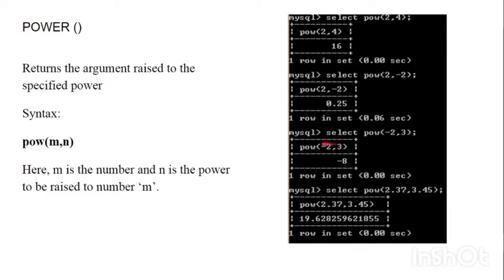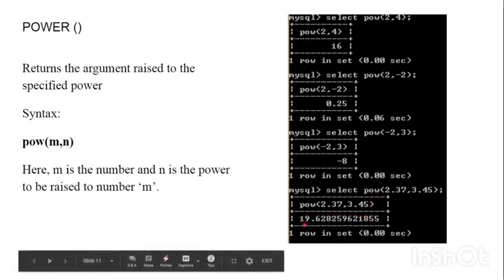Next is select power of minus 2 comma 3, that is minus 2 whole raised to 3, that is minus 8. Select power of 2.37 comma 3.45, that is 2.37 raised to 3.45. It will be computed and displayed, that is 19.628.